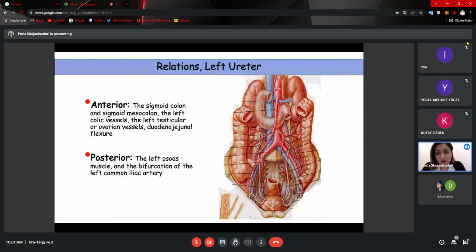On the left side, we can talk about a different relationship. For example, the sigmoid colon, the sigmoid mesocolon, the left colic vessels, the left testicular or ovarian vessels, and the duodenal flexure are the structures located on the anterior side of this organ, and posteriorly it's a neighbor with the left psoas muscle and the bifurcation of the left common iliac artery.